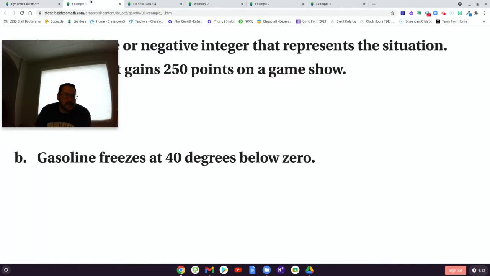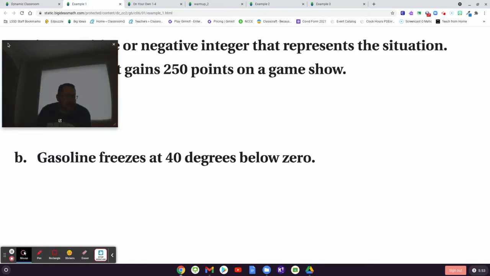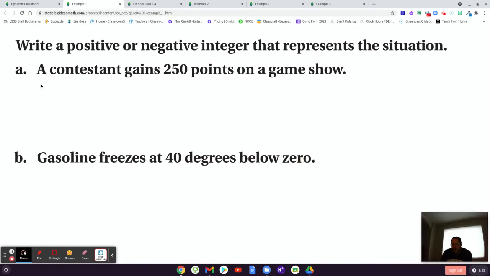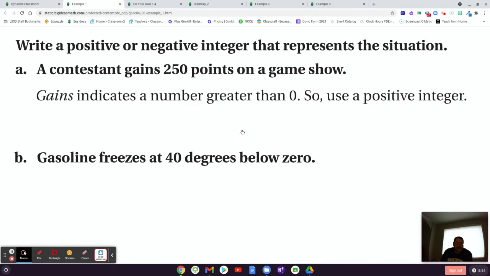Okay, so example number 1. Let me shrink myself and move myself. Here we go. All right, so write a positive or negative integer that represents this situation. A contestant gains 250 points on a game show. You got it. It's just 250. Oh, wait. Okay. I should have put that up there. Or if you want to really put the positive sign, you can. You don't have to.